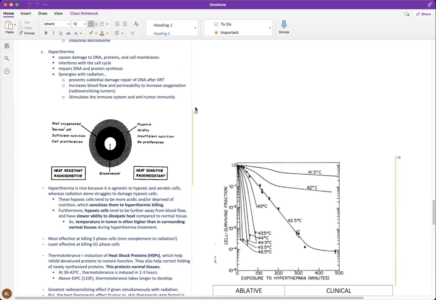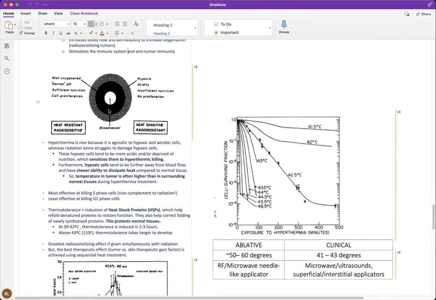Hyperthermia causes damage to DNA, proteins, and cell membranes. It interferes with the cell cycle. It impairs DNA and protein synthesis. It can have synergies with radiation. It prevents sublethal damage repair of DNA after radiation. It increases blood flow and permeability to increase oxygenation to help reduce radioresistance of hypoxic tumors. It stimulates the immune system and anti-tumor immunity.